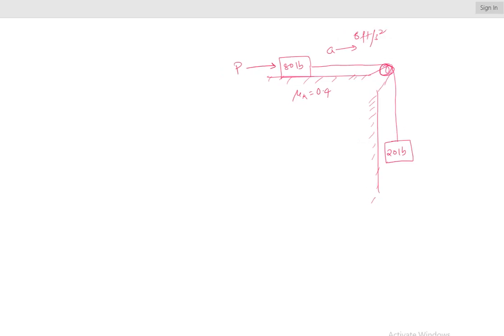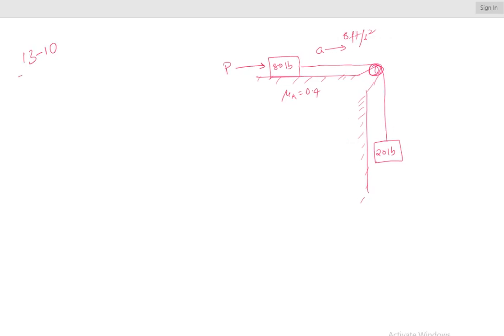Okay, so this is problem number 13-10. What's given is there's a block that's 20 pounds weight, and it is attached with a string to another block that's 80 pounds, and with the force P, we're pushing this 80-pound block so that this block is moving to the right with an acceleration of 6 feet per second square, and we're asked to find the force P.